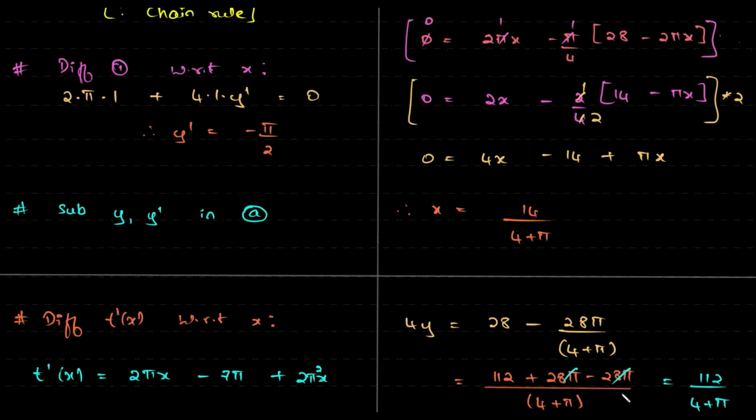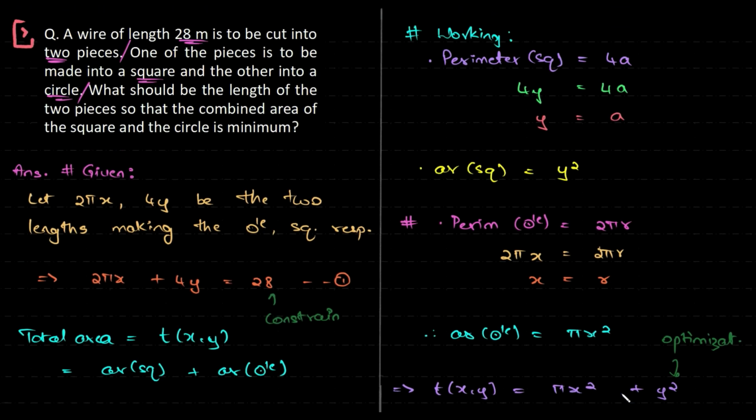Okay, so I feel like revising this again. First unique thing that I did was I took up 2 pi x plus 4y. The reason being the perimeter of a square is 4a, and the perimeter of a circle is 2 pi r. So this makes it a bit convenient. And so we have a clear-cut expression for area of circle and area of the square. And now total area will be dependent on the expression of pi x squared plus y squared.